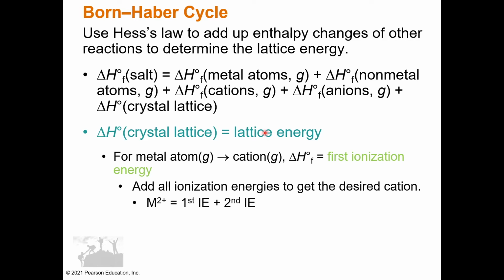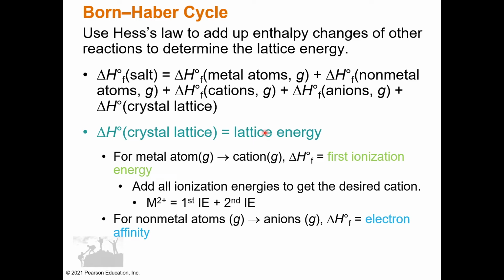So just for review, a metal atom would undergo ionization energy in order to become a cation. If we have a metal like barium, which would have a +2 charge in the end, it would have to go through 2 steps of ionization energy. For nonmetal atoms, they go through electron affinity. So again, once we have all of these delta H values, we can use Hess's law to figure out the unknown lattice energy.